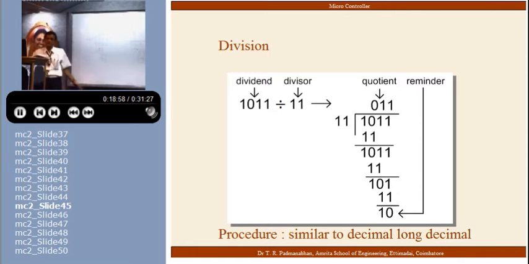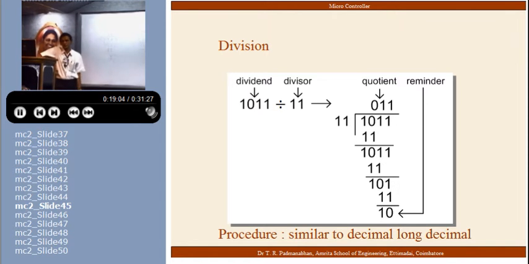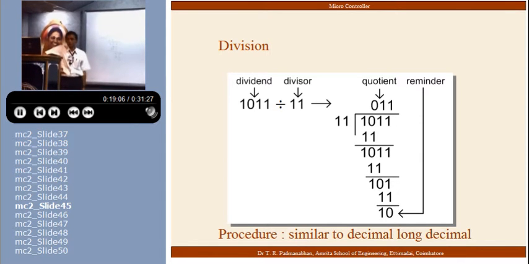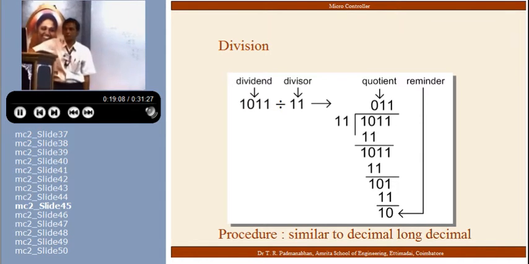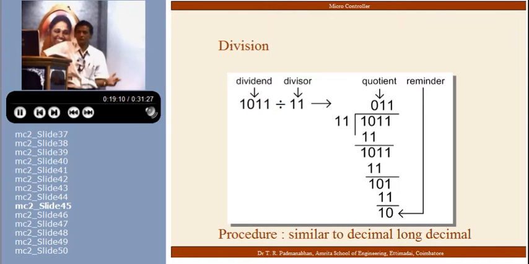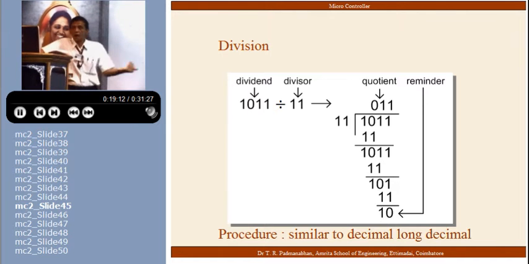Why you are doing all this is that in a digital system, you work with only binary numbers. But in our day-to-day affairs, we are familiar only with decimal numbers. So we should know binary numbers, we should know decimal numbers, and we should be able to convert from one to the other. So we will go through this and go through conversion also.